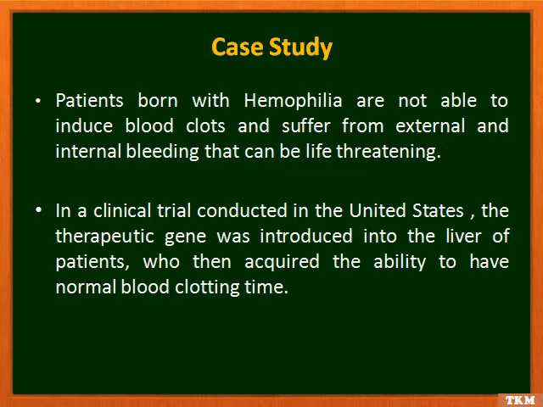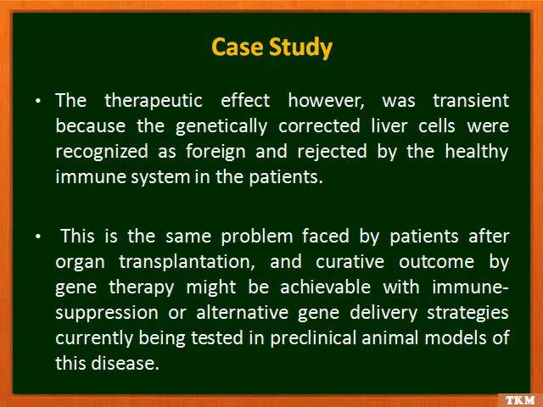In a clinical trial conducted in the United States, the therapeutic gene was introduced into the liver of patients who then acquired the ability to have normal blood clotting time. The therapeutic effect, however, was transient. Why? Because the genetically corrected liver cells were recognized as foreign and rejected by the healthy immune system in the patient. This is the same problem faced by patients after organ transplantation, and a curative outcome by gene therapy might be achievable with immunosuppressant drugs and alternative gene delivery strategies that are still being tested.